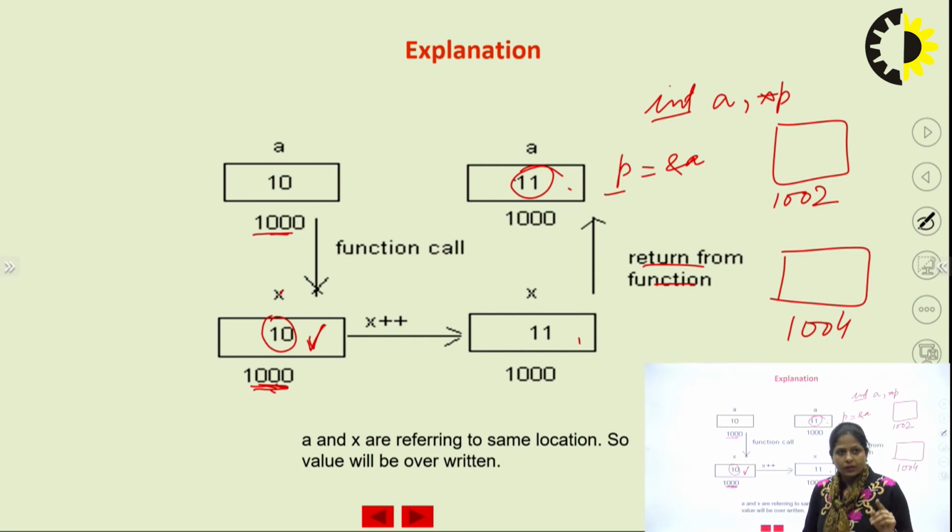What is the address of A? That is 1000. That address is being passed to x. X is a pointer variable, which is saying that I am having the address of A. When it is having the address of A, whatever changes it will do, it will reflect back to the value of A.